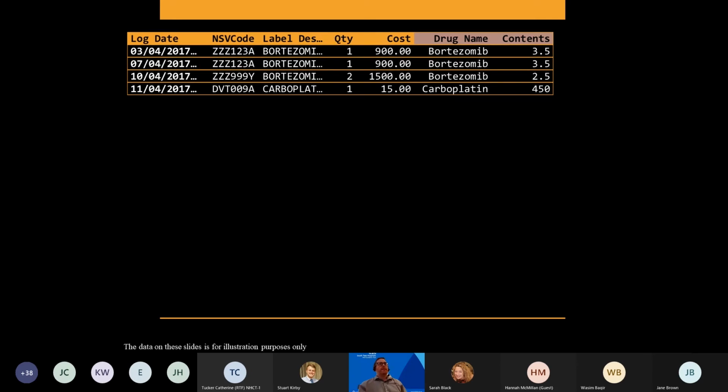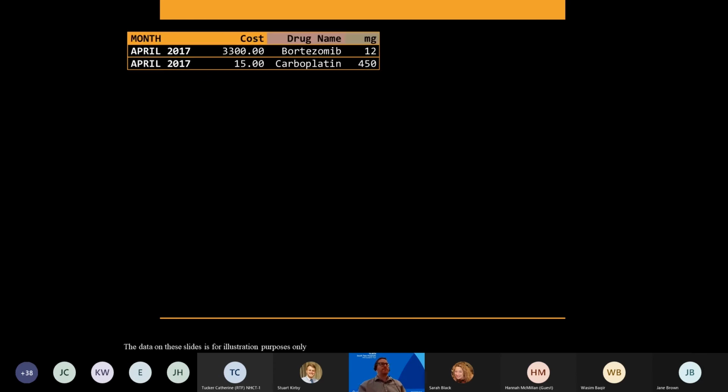We could then calculate out from that the actual number of milligrams used. So you'll see on the third row down that they use 2 vials. So instead of being 2.5 milligrams, it's 5 milligrams. I'm talking you through some very simple maths here, but to try and make this make sense. Then we summarized that for monthly data.